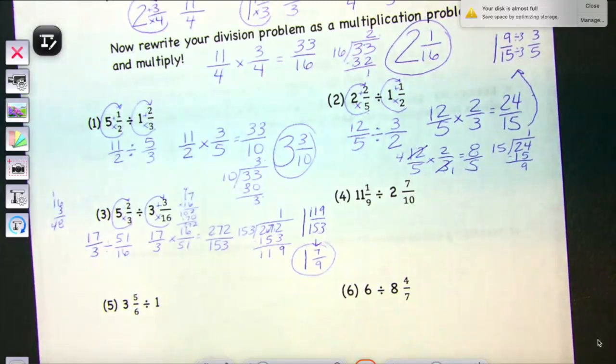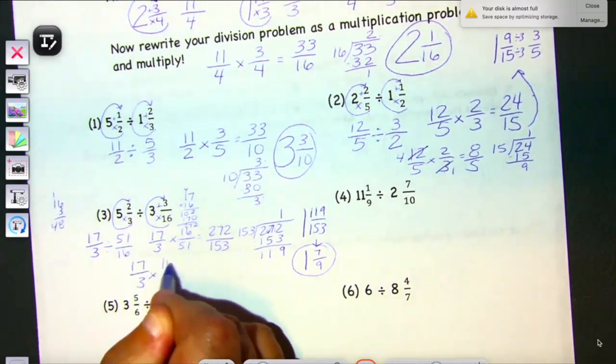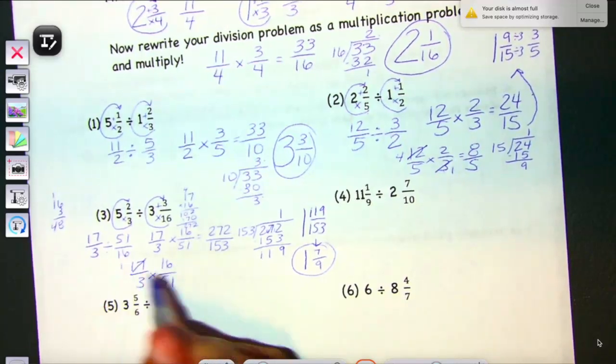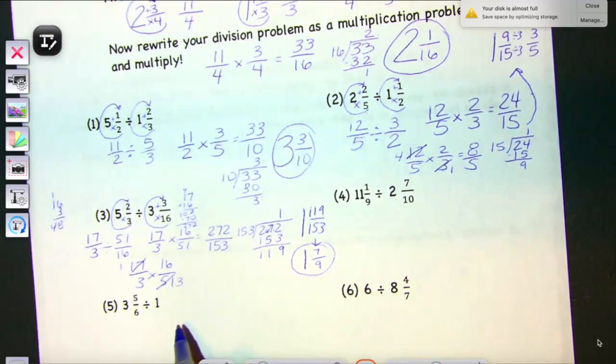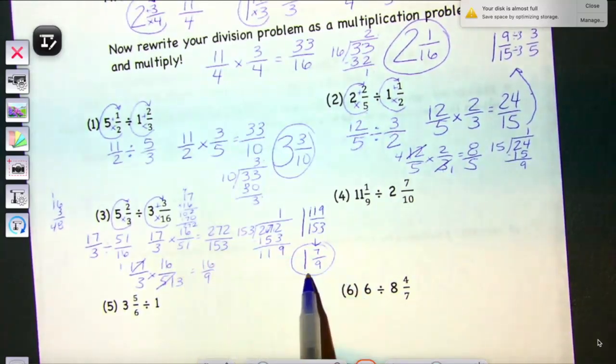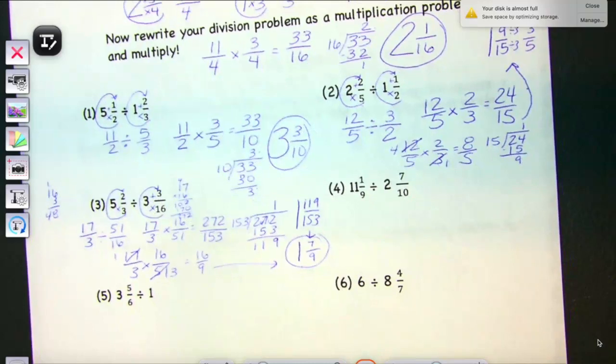I promise I won't get you one that you have to simplify by 17, because that one's kind of hard. We could have simplified before we multiplied if we had 17 over 3 times the 16 over 51. If you knew that 17 could go into both of these, you could have simplified and made that 1 and made this 3. And then when we multiplied, we would have gotten 16 over 9, which would simplify to 1 7/9. So that one was hard. Maybe kind of ignore that one. The simplifying part anyway. Okay, let's go ahead and try the next one.